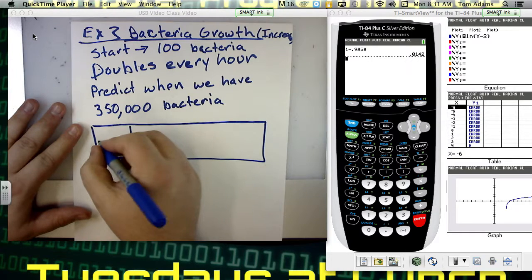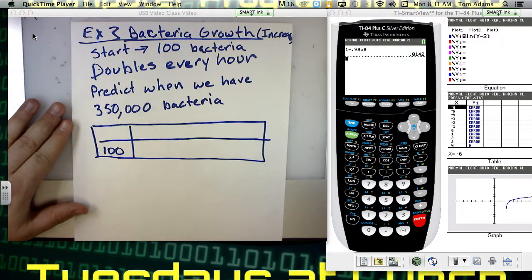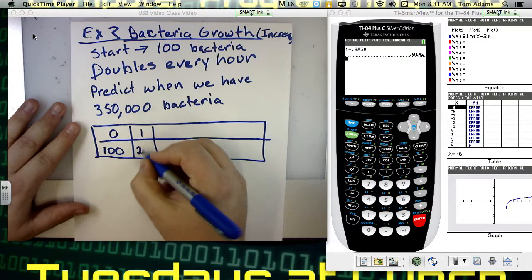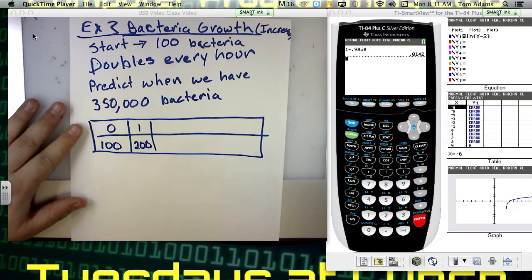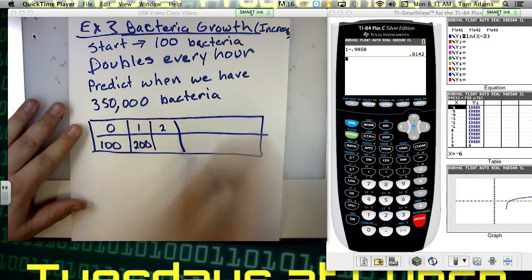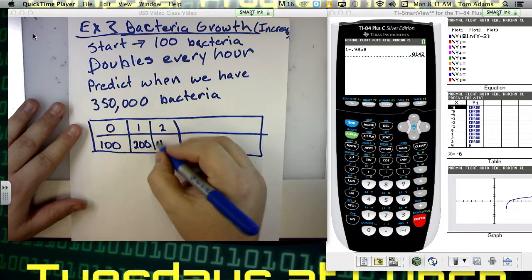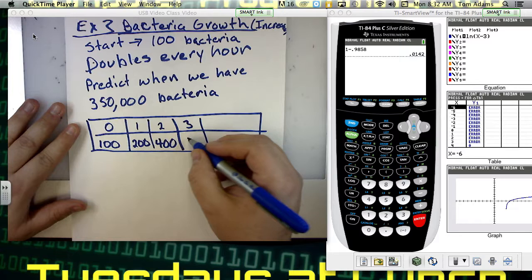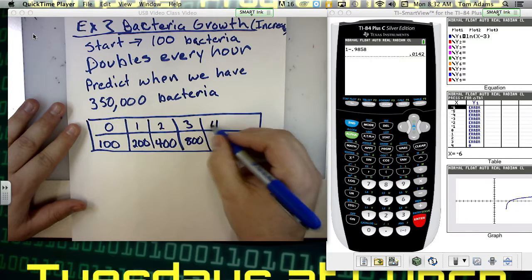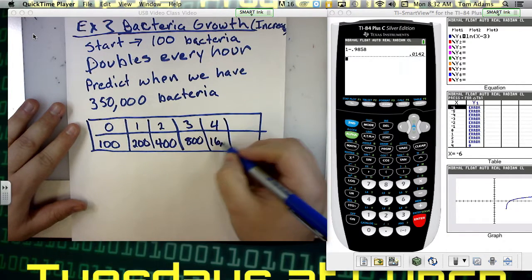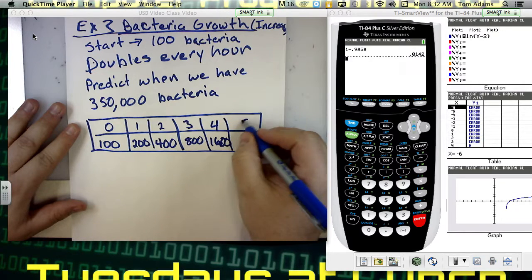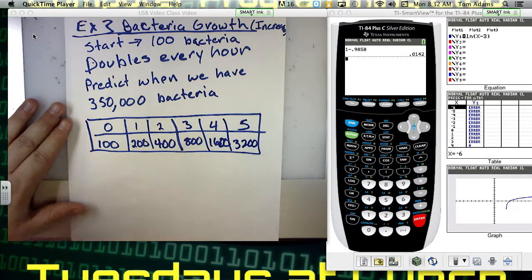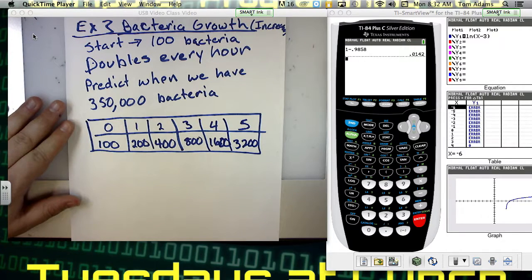I start off with 100. How many hours have passed? 0. After 1 hour, it doubles. I'll have 200. After 2 hours, I'll have 400. After 3 hours, I'll have how many? 800. It doubles every hour, right? After 4 hours, I'll have 1,600, right? And after 5 hours, I'll have 3,200. Now, I could keep writing this out until this bottom number becomes 350,000. That might take a while, right?